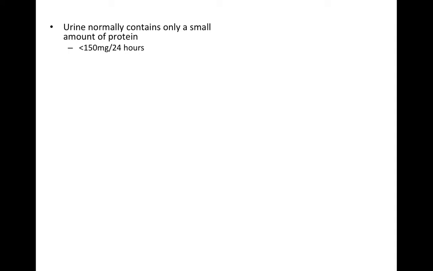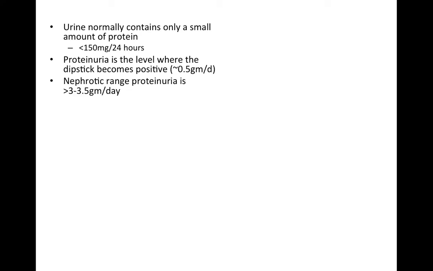Basically, urine shouldn't have protein in it, and it's normally less than 150 milligrams that leak through in a day. Proteinuria simply is where the dipstick level becomes positive, and you need to lose roughly half a gram of protein a day. But that number's pretty loose. It basically depends on how much urine you make and how concentrated that is, because as you can imagine, if someone makes 1 litre of urine a day and they've got some protein in it, the concentration of that's going to be very different to someone that has the same amount of protein but has 10 litres of urine. So it's not the most sensitive way to pick it up.